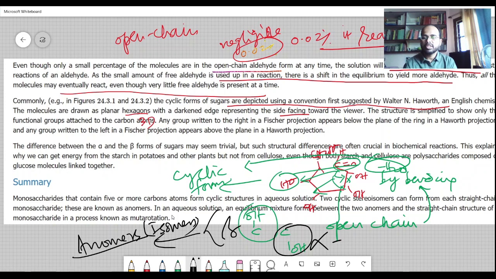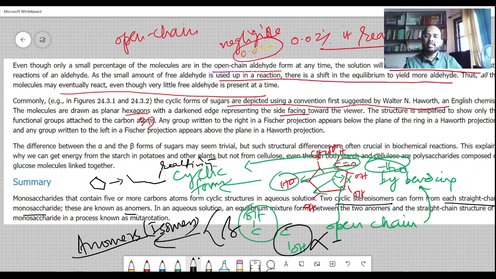The summary is that monosaccharides that contain 5 or more carbon atoms form cyclic structures in aqueous solution. Two cyclic stereoisomers can form, and each can convert to the straight chain form. It is already cyclic and can form straight chain monosaccharides. Cyclic, it will be like this. For a brief amount of time it opens up like this, and when it opens up you will have reactivity. In the closed form there is no such reaction, so it will have reactivity only when open.